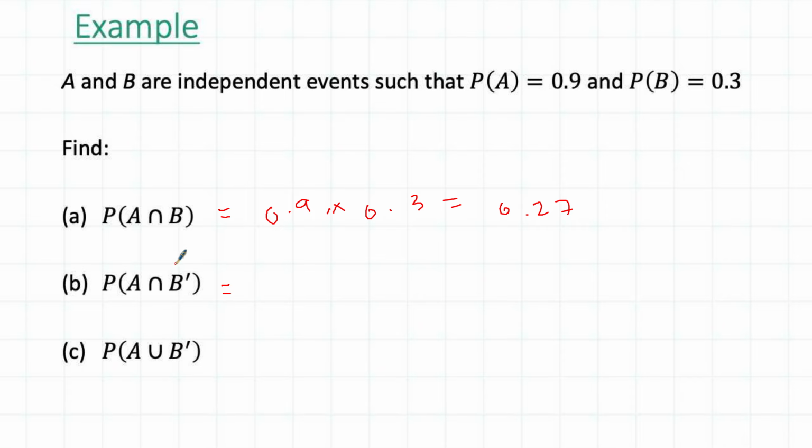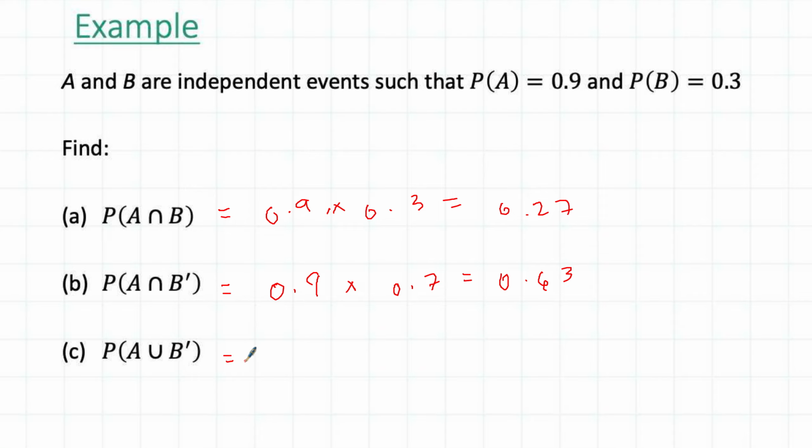It also applies to the complement of the event. So I can do the same thing with the complement, 0.9 for the probability of A, times the complement of B, which is 1 minus 0.3, which is 0.7. So that will give me 0.63.